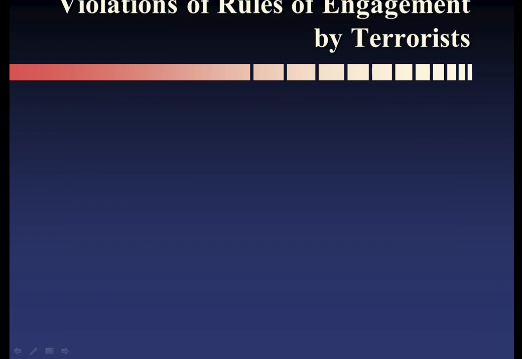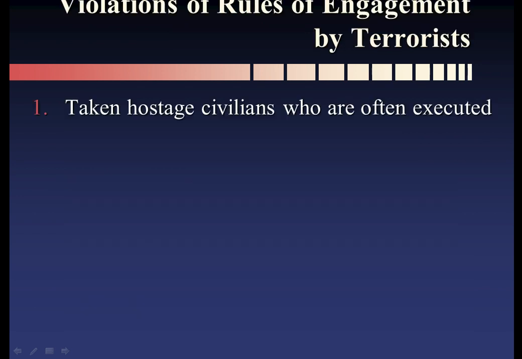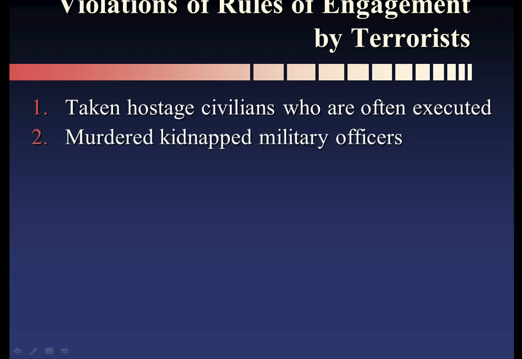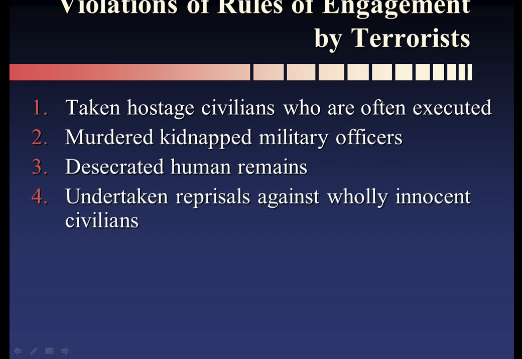But the terrorists don't really follow rules of engagement, and so you can see civilians who've been taken hostage and executed. Military officers are kidnapped and murdered. There are human remains that are desecrated, and that's something that moral nations don't do. You don't drag somebody through the streets after you've murdered them. And then there are all sorts of attacks on innocent people, blowing up shops, blowing up school buses, indiscriminately firing into crowds. Those are all things that are against innocence.